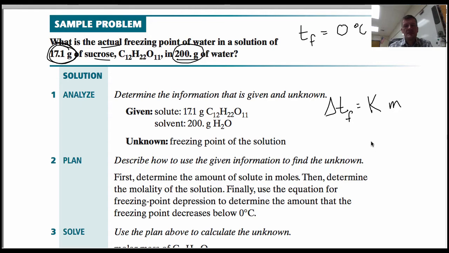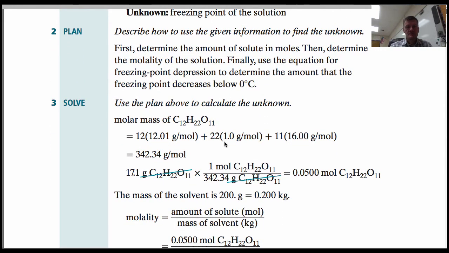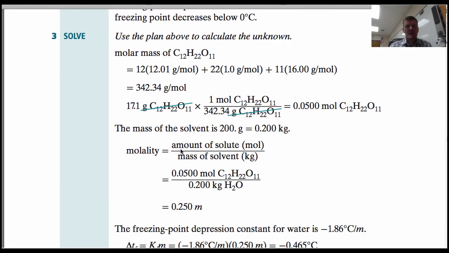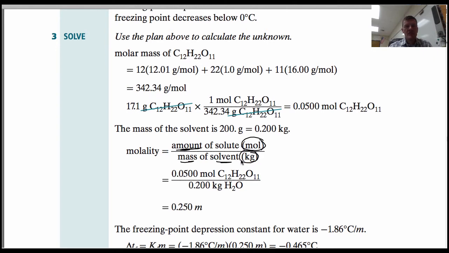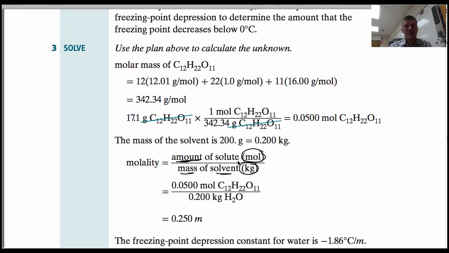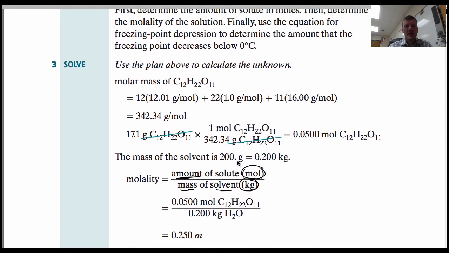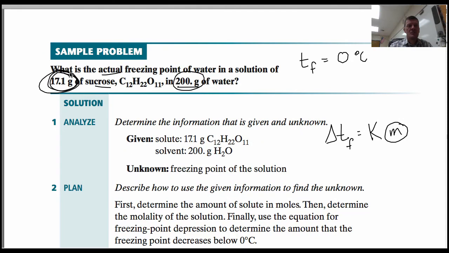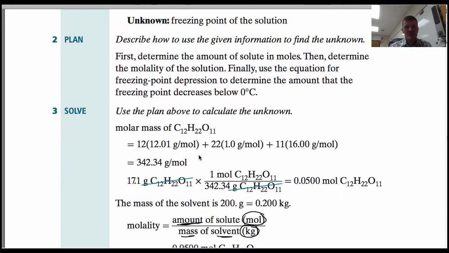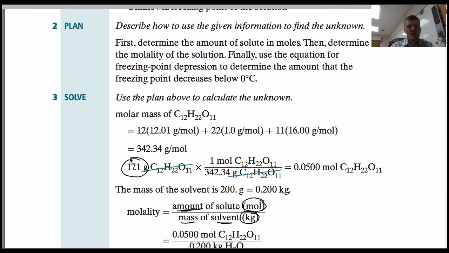That's it. This m here is molal. Molal is simply what? Let's look at it right down here. It is the amount of solute in moles divided by the mass of the water in kilograms. So we have to find out how many moles of sugar we have. Well, we are told that we have 17.1 grams. That's not moles. So we have to take the 17.1 grams and divide by the molar mass of sugar.